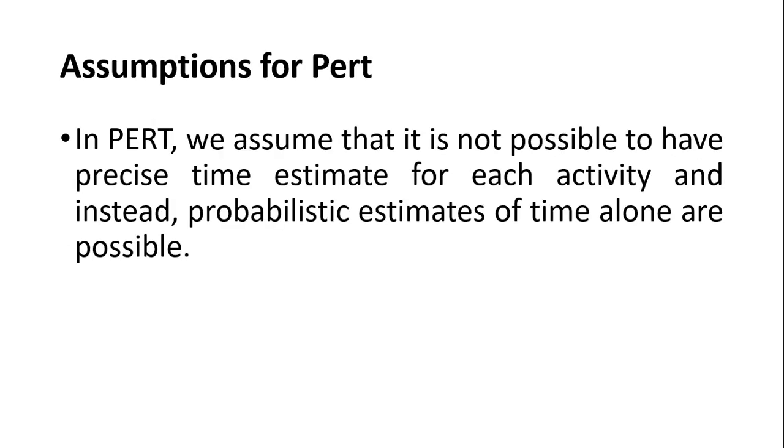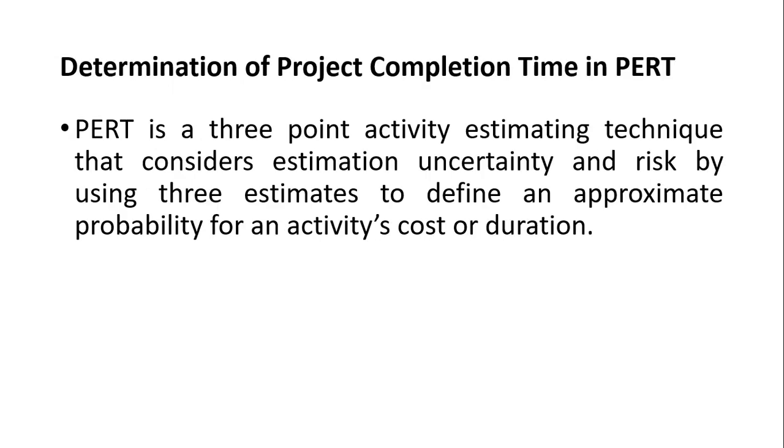Now, we have a basic assumption in project evaluation and review technique. In PERT, we assume that it is not possible to have a precise time estimate for each activity, and instead only probabilistic estimates of time are possible. Remember, in the critical path method, the assumptions which lead us into CPM, we assume that it is possible to have precise time for each activity involved in a project. Now, let's see how we can determine the PERT while we don't have a precise time.